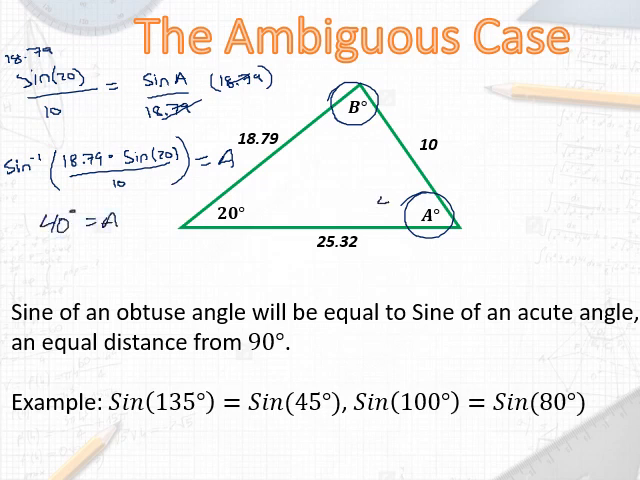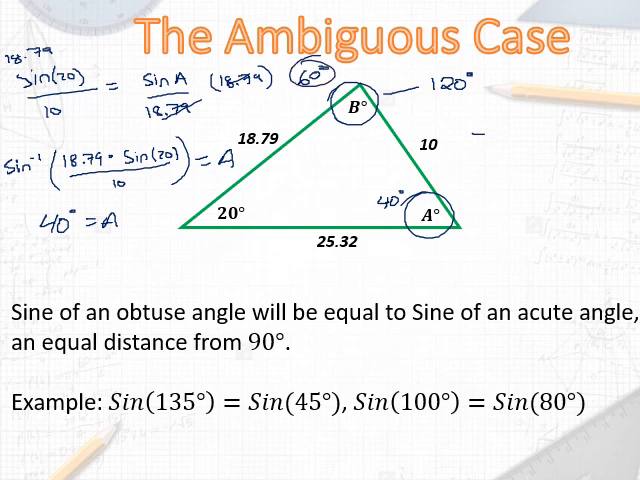So if this is 40, well then 40 plus 20 is 60. 180 minus 60 is 120 degrees. So that was the big difference. I think we were coming up with 60 degrees from the last one. So when we solved the law of sines, we got 60.